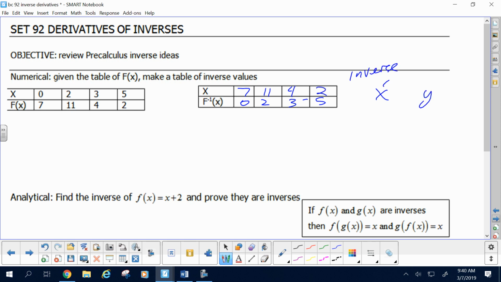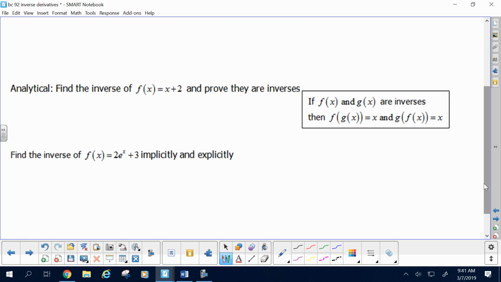When you find an inverse, swap the x's for the y's. That's what an inverse is. Okay? It does not mean reciprocal. So if you put 1 over 7, that's ridiculous. Get out an eraser and erase it. That's not true. Reciprocal is not inverse. That's just not at all true.